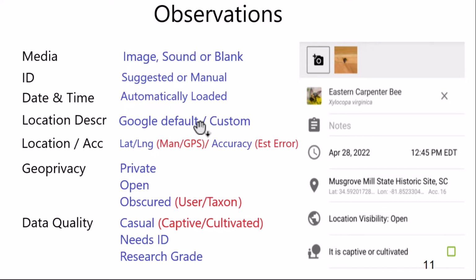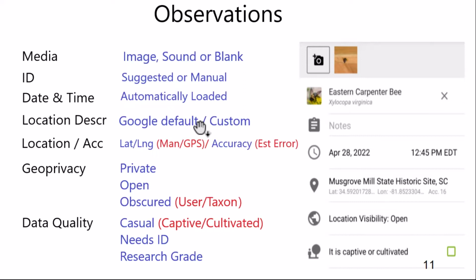Now the location consists of 2 parts: the actual latitude and longitude, and then the accuracy. That accuracy is kind of problematic, but it's important because it determines whether or not your observation will show up in the projects.